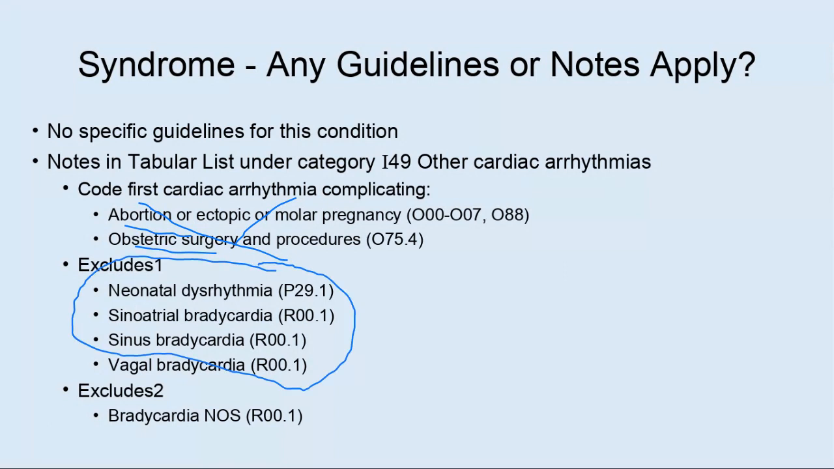And there's an Excludes2 for bradycardia. Okay, now we said the patient had bradycardia due to the sick sinus syndrome. So remember, Excludes2 means you may use two codes if it's documented. But it's kind of confusing because you see bradycardia NOS, R00.1, as an Excludes2, but you also see R00.1 under Excludes1: sinoatrial bradycardia, sinus bradycardia, vagal bradycardia. So that doesn't make any sense. So it all depends on how it is documented.